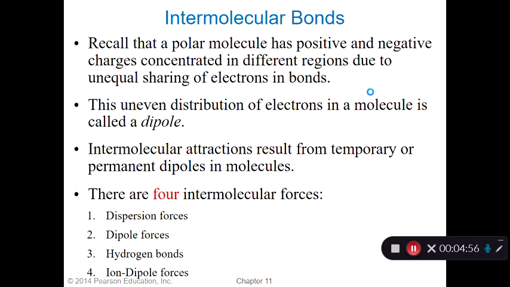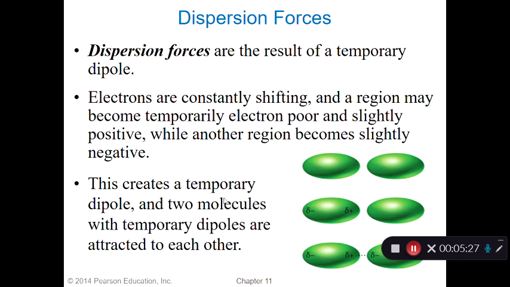In general, we are going to have four types of IMF, and I may ask you to memorize this terminology, which we are going to apply for our class: dispersion or London forces, dipole forces, hydrogen bonds, and ion-dipole. I'm going to talk about the meaning of each one step by step by looking at the next slides. First, what is the dispersion force or London force?